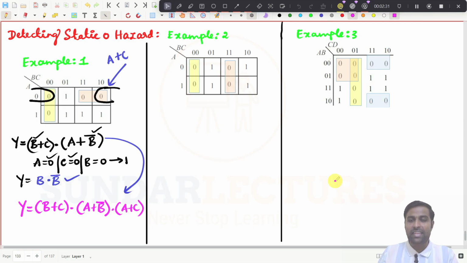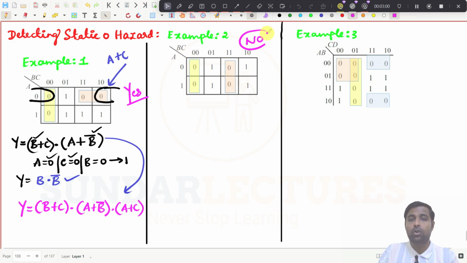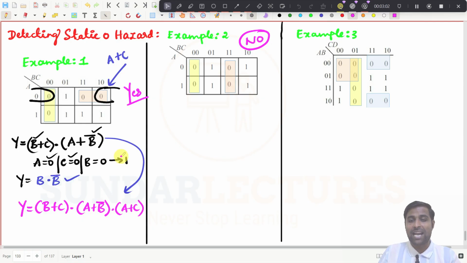Maybe we will see that in the next slide. I just want to tell you whether this example has a static zero hazard or not. That is the point. Yes, it has. Yes is the answer we have. And you see this one now. Is there any common grouping that can combine these two groupings? No, right? There are no zeros, no groupings there. So obviously this example doesn't have a static zero hazard.